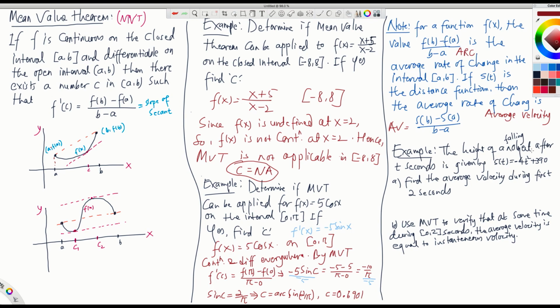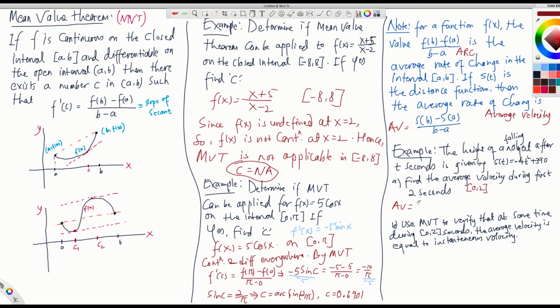The height of a falling object after t seconds is given by s(t) equals negative 4t squared plus 390. Question A says find the average velocity during the first 2 seconds. So what is the formula for average velocity? What is the 2 seconds? The first 2 seconds means 0 to 2.